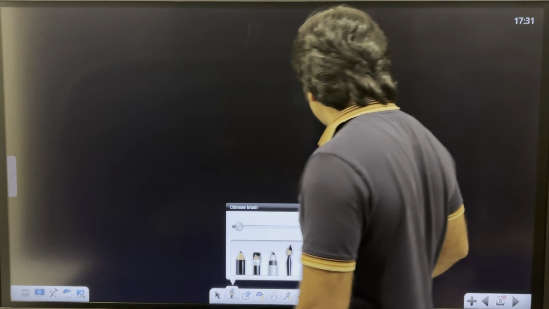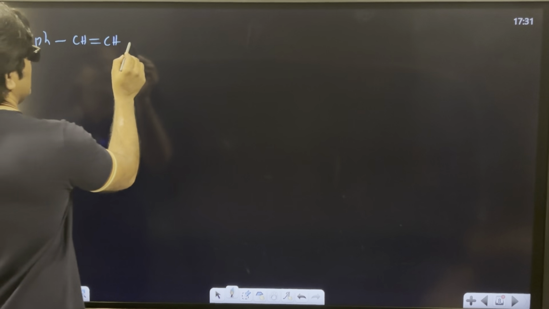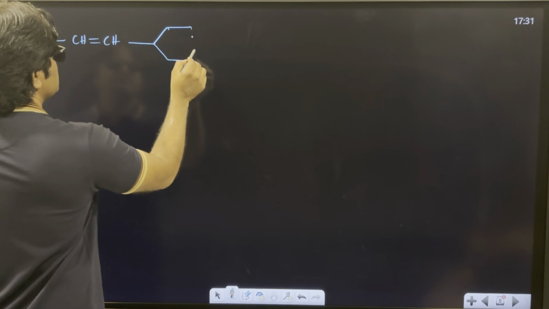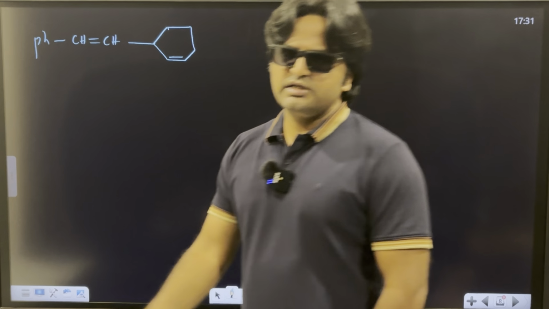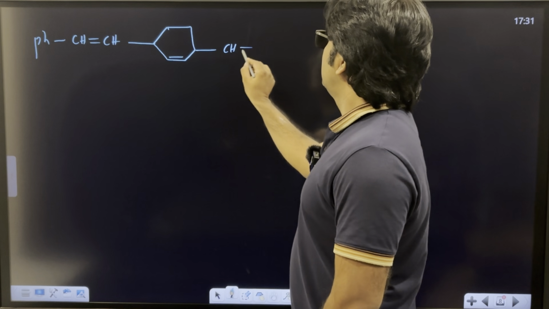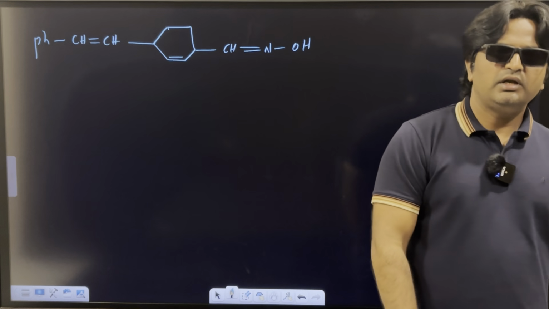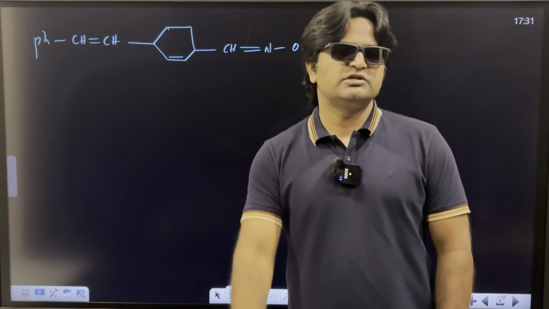Sometimes our molecules are symmetrical, sometimes our molecules are unsymmetrical. On the basis of that, we are applying that formula, right? And one more example: pH, CH double bond CH. Next I am giving a 6-member ring system, right? Double bond is there. Next, further continuation here: CH double bond NOH. Calculate the total number of geometrical isomers.